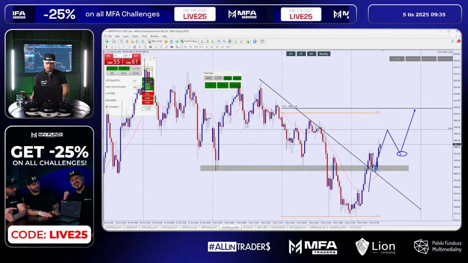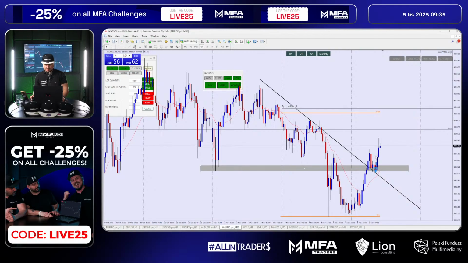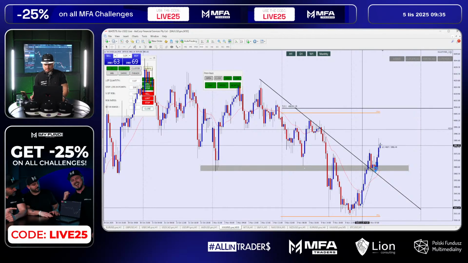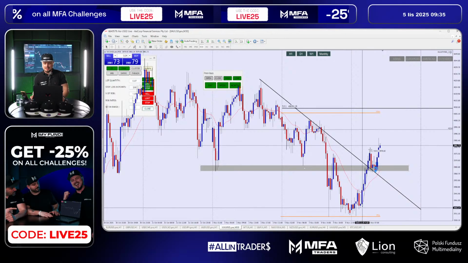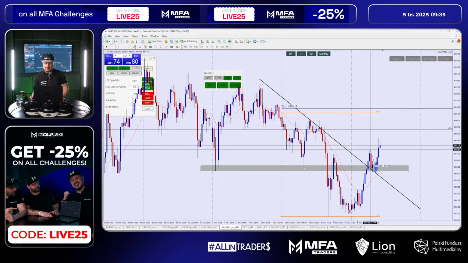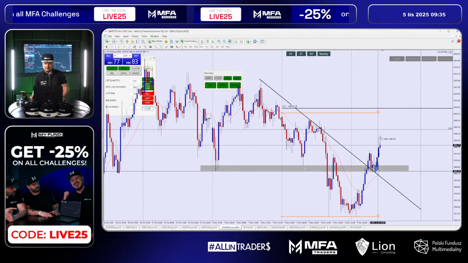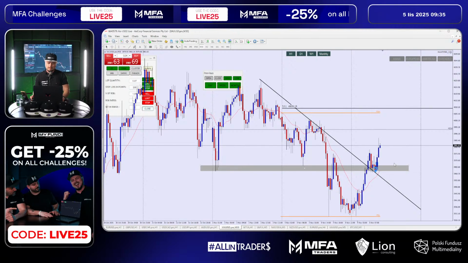So look at this impulse in the morning. Small correction. They've done 430 pips. That's crazy, guys. 430 pips. Small correction, and they've done another 250.